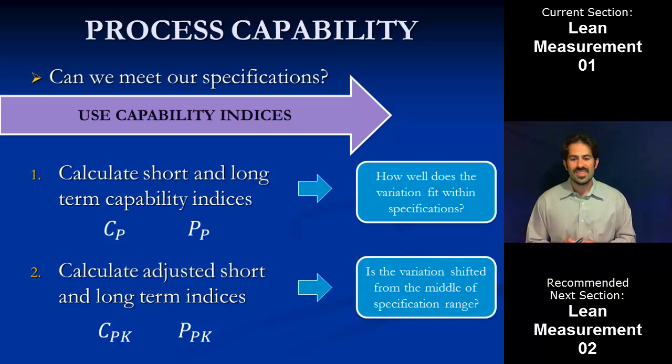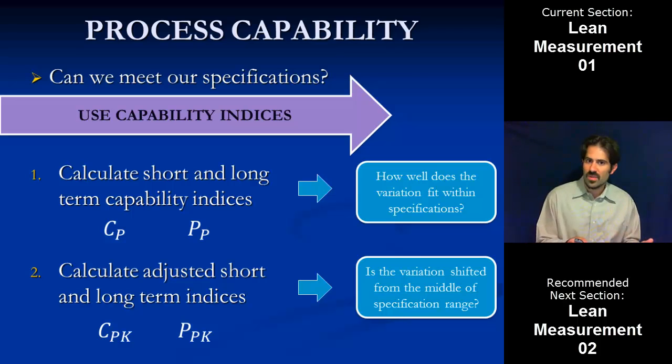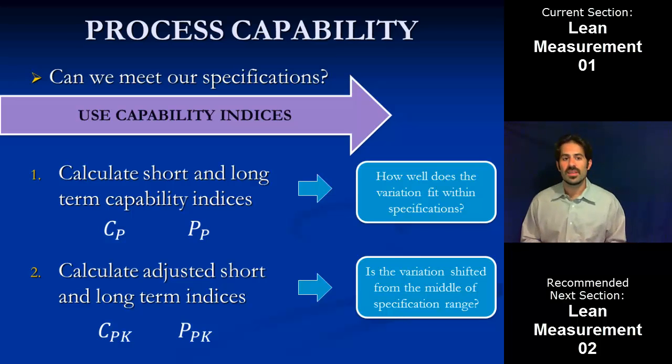What the long-term indices tell us is whether the variation shifted from the middle of our specification range, right? So is that clump, that range of our results, centered right in the sweet spot, in this case right on 6 inches, or is it shifted so that all of them are a little bit shorter than they should be, right? That's what those tell us.